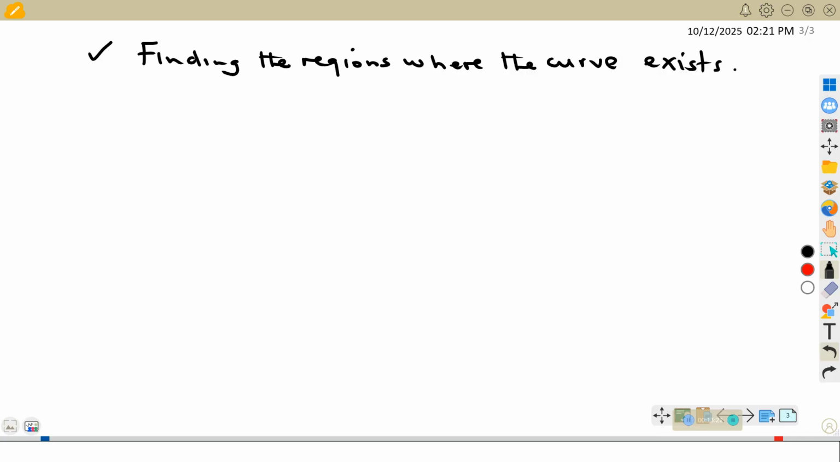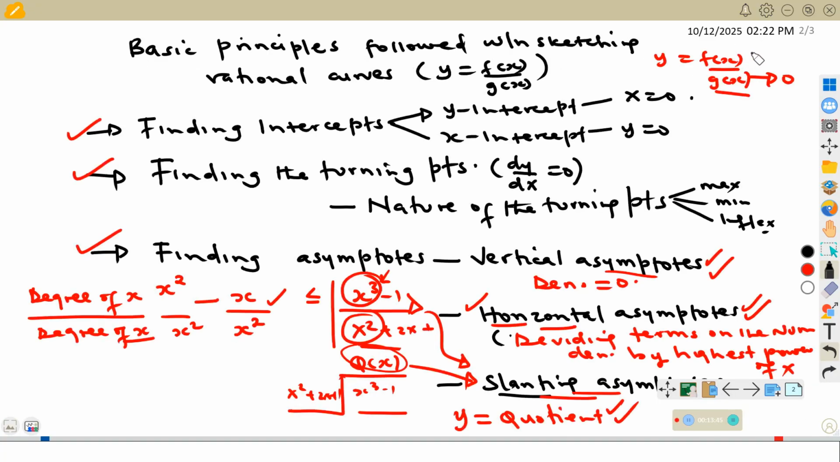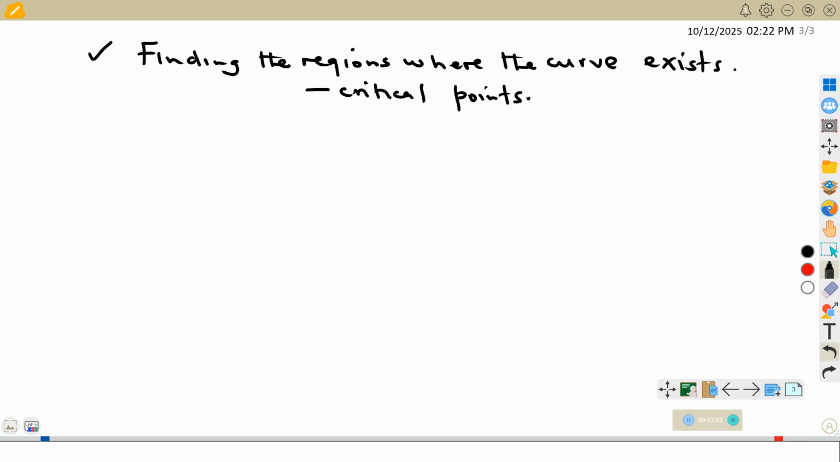And we find such regions by considering what we shall be calling the critical points. So we get the critical points, that is the range for x. So you are looking at the range for x here. So that is the range of x where the curve exists. And we obtain that by simply equating each of these terms to 0. That is the numerator to 0 and the denominator to 0. Then you get the values of x, and those are the values that we shall be calling the critical points. So these are points we shall use to find the regions where the curve exists.